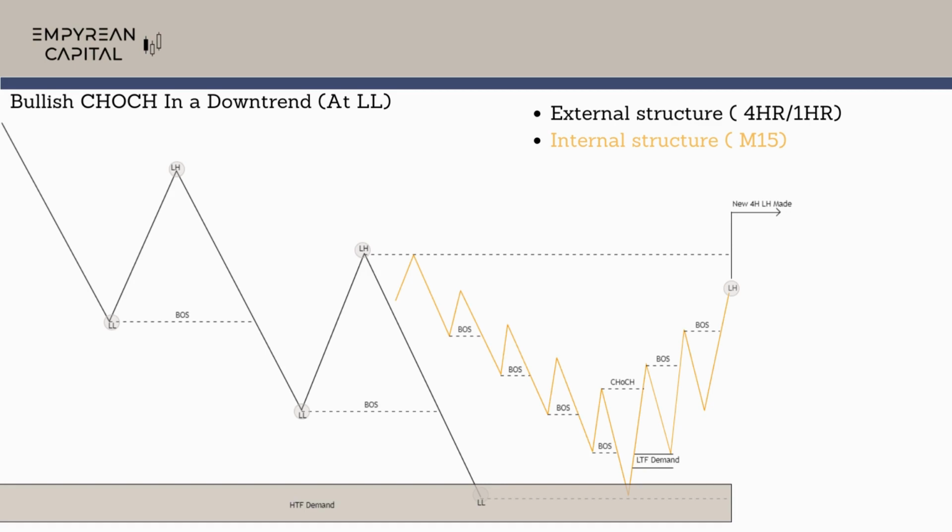This could either be a 10-minute demand, a 15-minute demand, a 5-minute demand, whatever lower time frames look good, we enter off that, right? And we usually put our take profit either at liquidity zones, at imbalances, and usually at a point where a new 4-hour lower high is made.